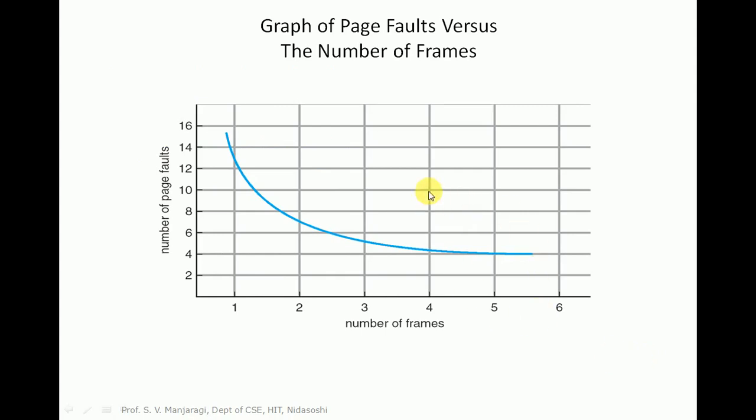If you look at the graph of page faults versus the number of frames, as you increase the number of frames, the number of page faults decreases. For example, if you take the number of frames as 1 here, the number of page faults is around 13, and if you increase the number of free frames to 2, then the number of page faults decreases to 7. So similarly, as you increase the number of frames, the number of page faults will go on decreasing.